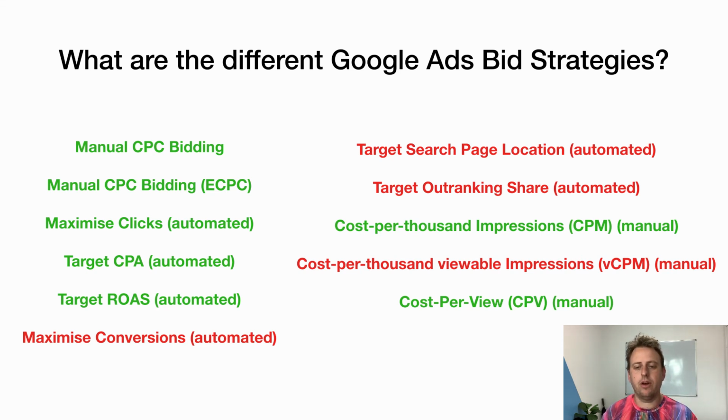So for the green ones, the automated strategies in green, I only recommend you use them if your account has the data to support it. So if you've got a brand new account, don't worry about target CPA or target ROAS yet. Even if you know what your targets might be because you've worked it out, just don't worry about it yet, because Google won't have the data it needs to make the right decisions for you, and those will not perform well. You will be able to make your account perform better with a manual strategy.